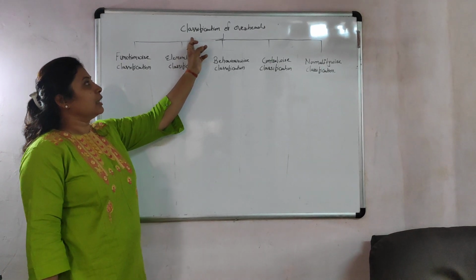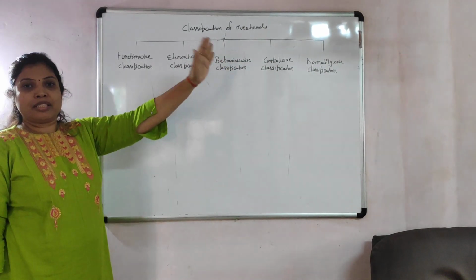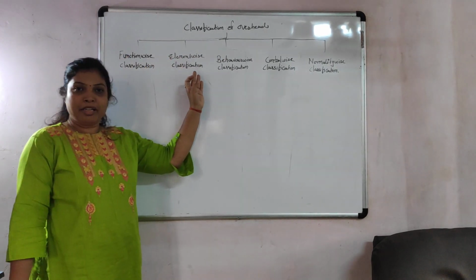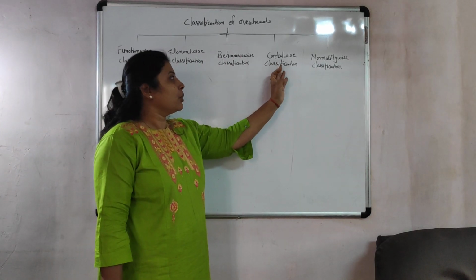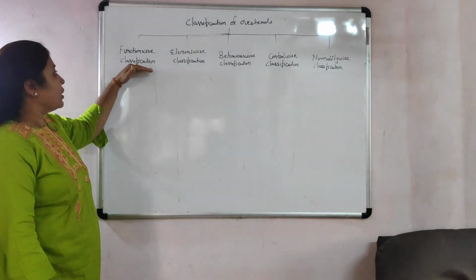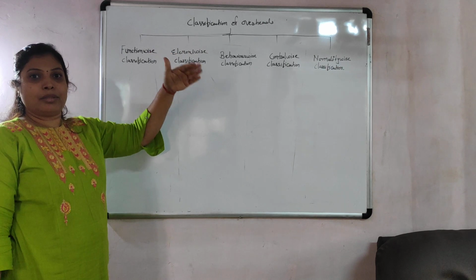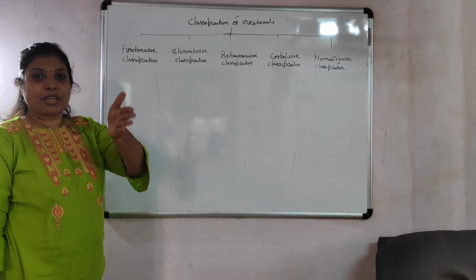Now we will learn the classification of overheads. The classification of overheads is divided into 5 parts: function-wise classification, element-wise classification, behavior-wise classification, control-wise classification, and normality-wise classification. The function-wise classification is related with the manufacturing of companies, which is related to production.